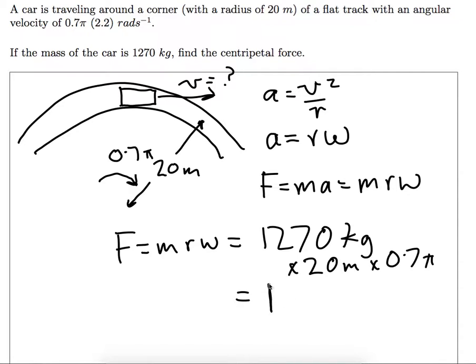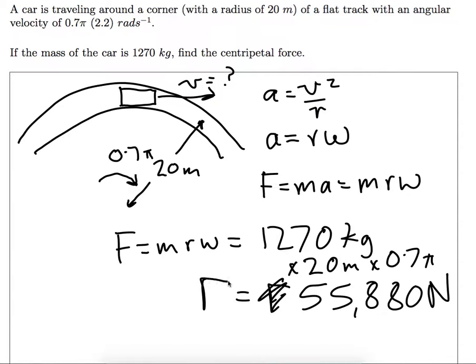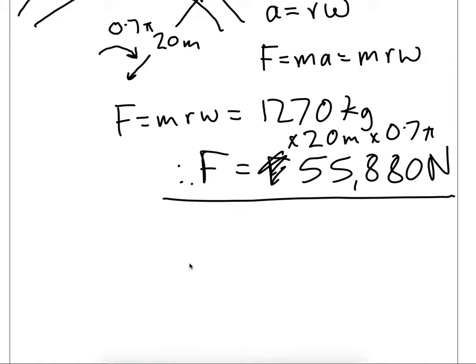And overall, that's going to give us a centripetal force of 55,880 Newtons. So this is the centripetal force acting on the car to keep it going around the corner. It would have to be provided by the tires, so that's quite a large force in order to not slide out off the corner. That's the force that the tires have to provide.